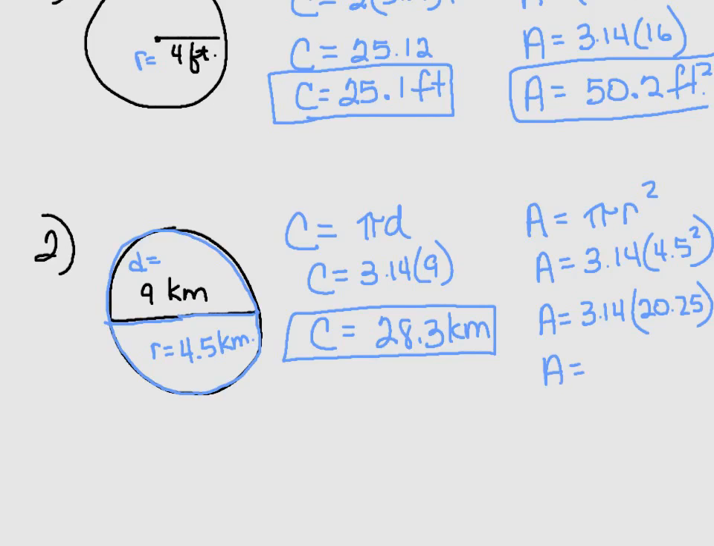So area equals 63.6, and don't forget, kilometers squared. Okay. Okay, let's continue.